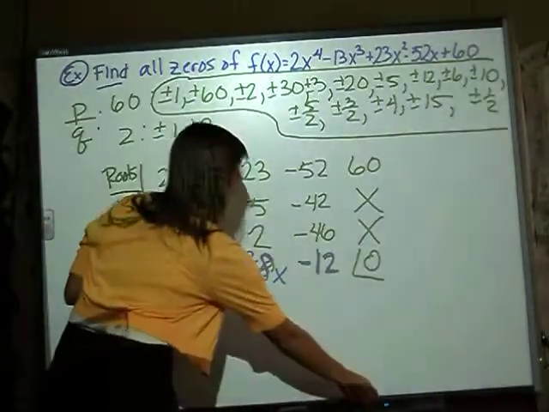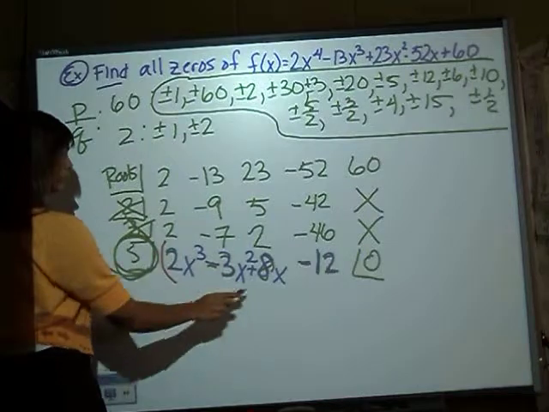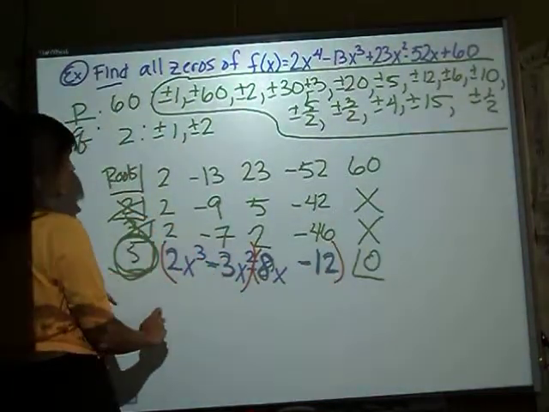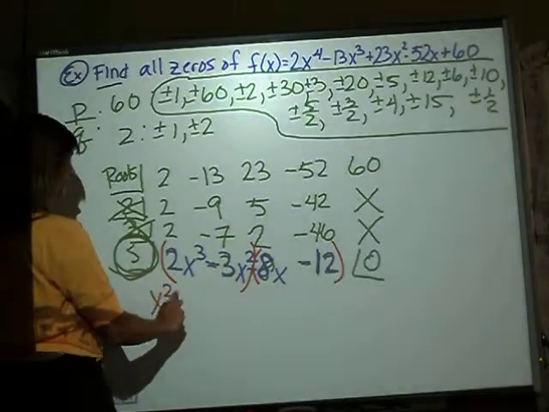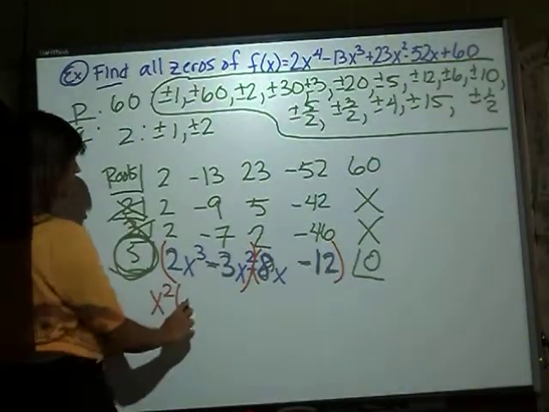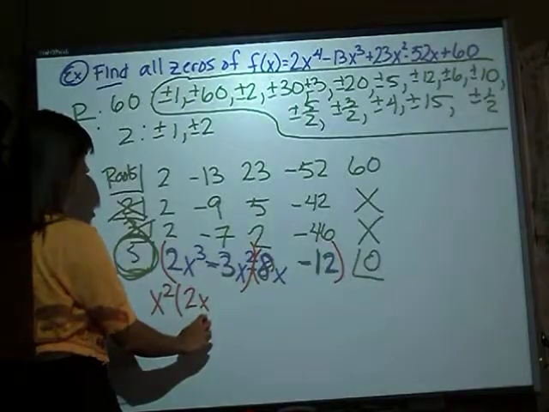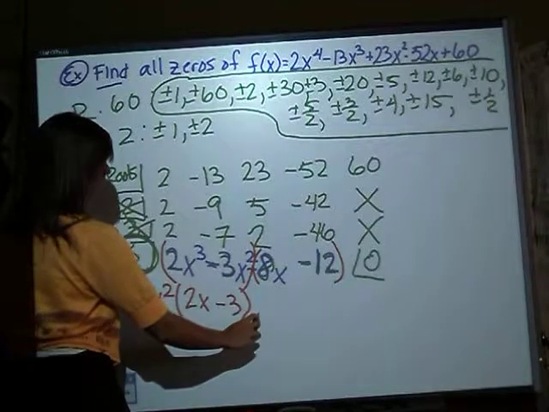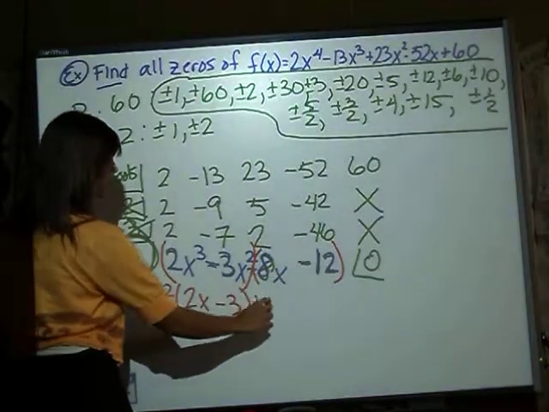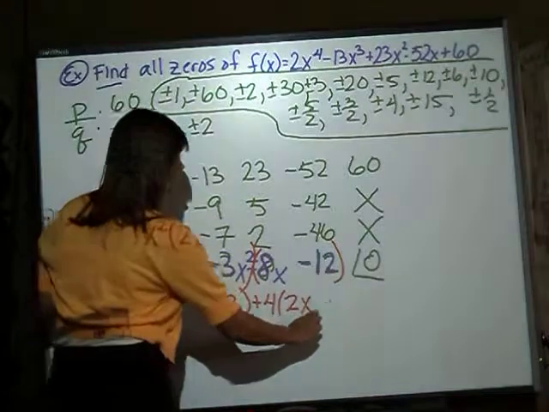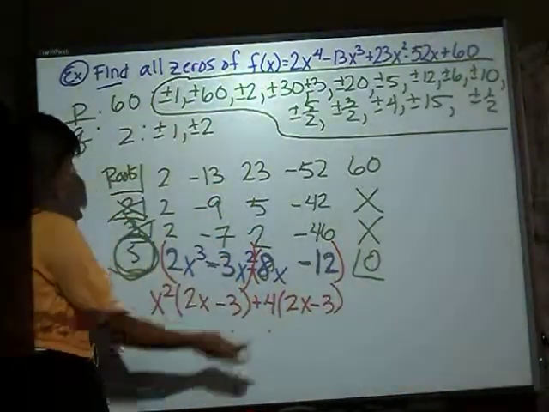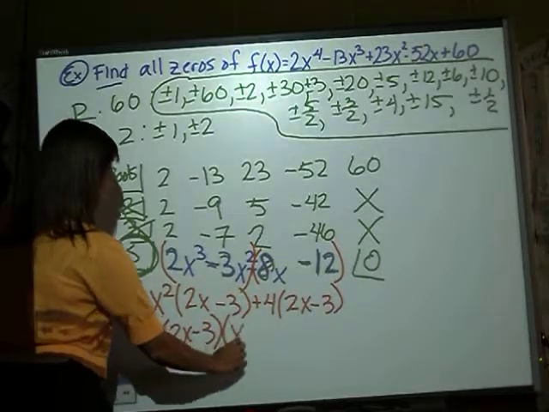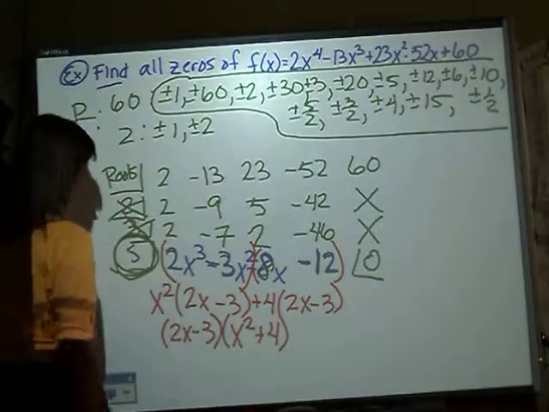So we're going to have 2x cubed minus 3x squared plus 8x minus 12. Okay, what can we do from here? We can factor by grouping. Okay, so here these two share an x squared, which is going to leave me with 2x minus 3. And then these two share a positive 4, and that's going to leave me with 2x minus 3. So factor by grouping, these both share a 2x minus 3, leaving me with x squared plus 4.